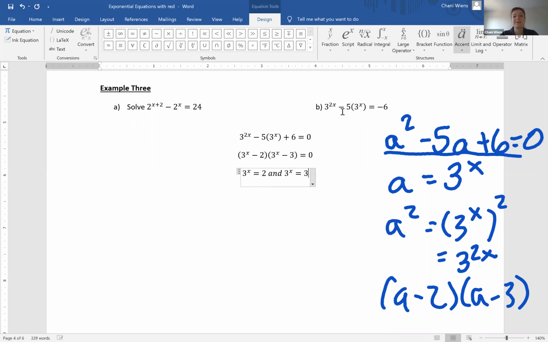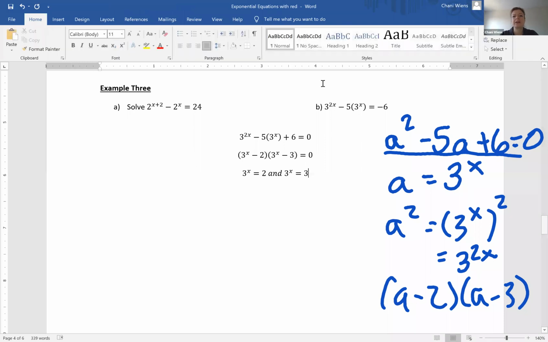Okay, so one of these is simple to solve. One will take a little bit more work. Okay, sorry, I'm just getting a different color because, you know, we like some color. 3 to the x equals 3, that is just x equals 1. Hopefully you guys can all just do that kind of in your head. But 3 to the x equals 2, we have to actually use our log thing to solve that. So we take the log of both sides.